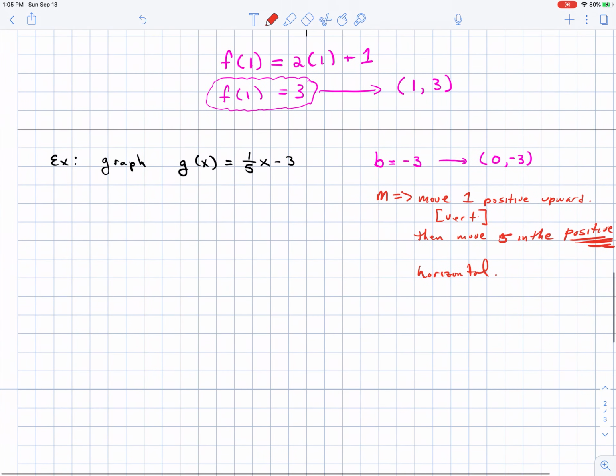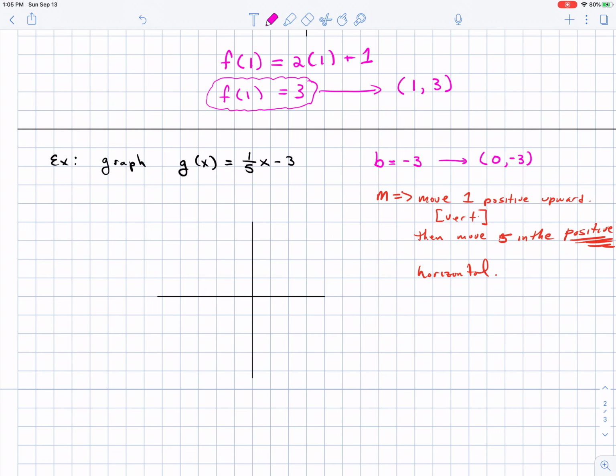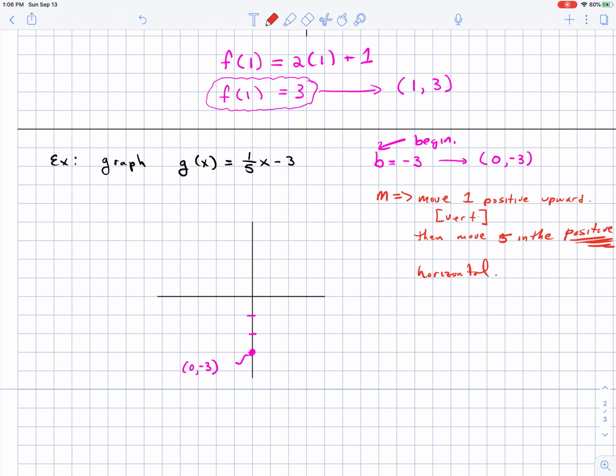Okay? So if we put all this together, I just now know that I have a point, which is 0, negative 3. So I go 1, 2, 3 down. There's my point. 0, negative 3. And then I began there! So I'm beginning right here at the y-intercept! And guess what I'm going to do? I'm going to move now! But how am I going to move?